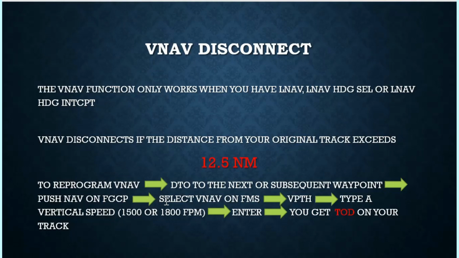After that, you can now reprogram the VNAV by selecting VNAV on the FMS. Then you click on VPath. You can type in a vertical speed, typically 1500 to 1800 feet per minute. Then you press enter. Once you press enter, on your magenta track, the new one, from your aircraft position to where you are going, you are going to get a top of descent indication, which means that when the aircraft reaches there, it starts going down for descent.